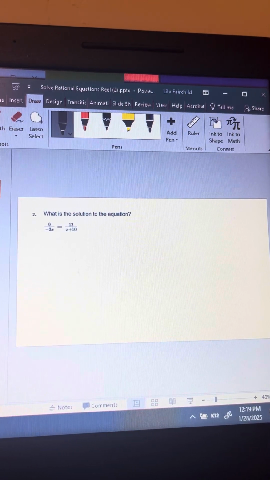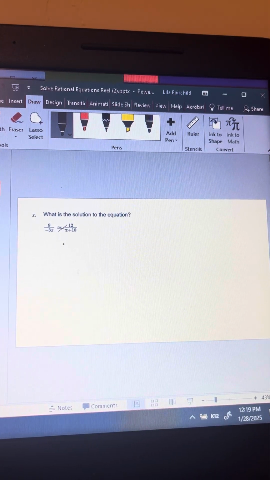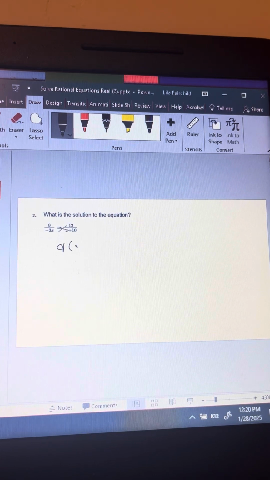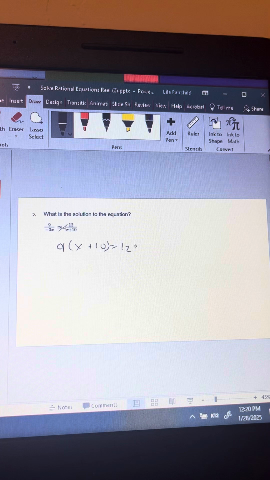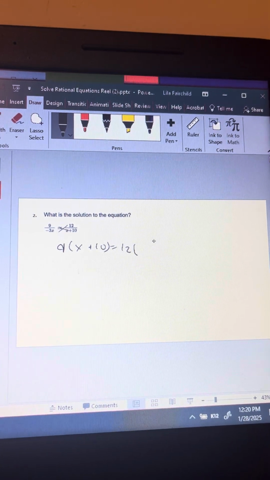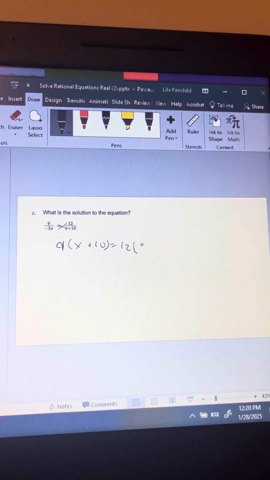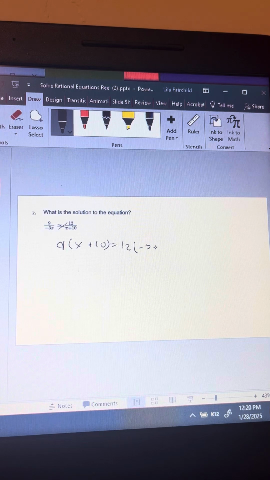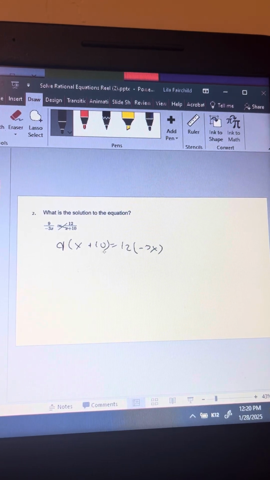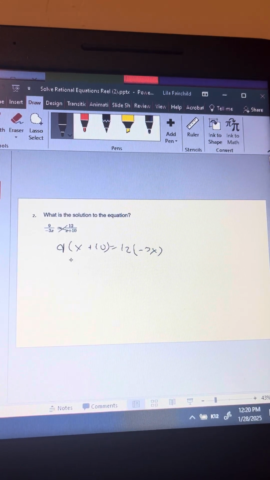And then for this one, what we need to do is we need to cross multiply. So when you do that, it gives you 9x plus 10 equals 12. And then negative 3x, and then distribute.